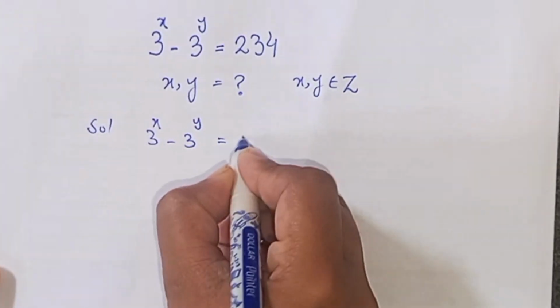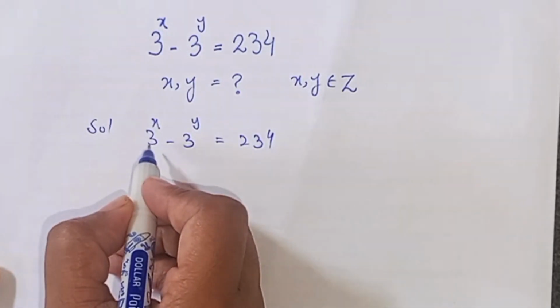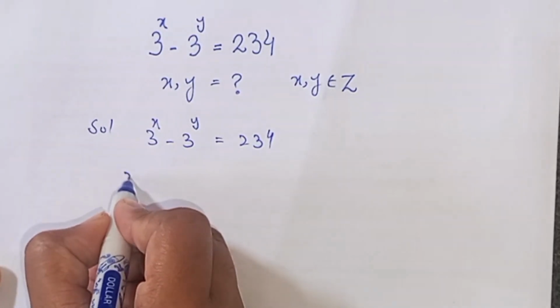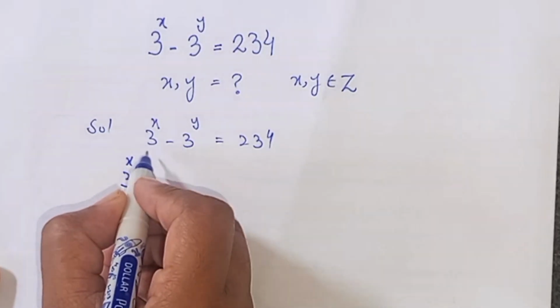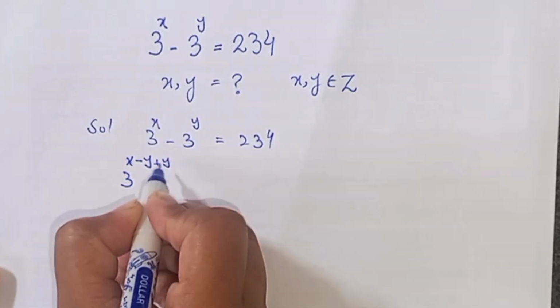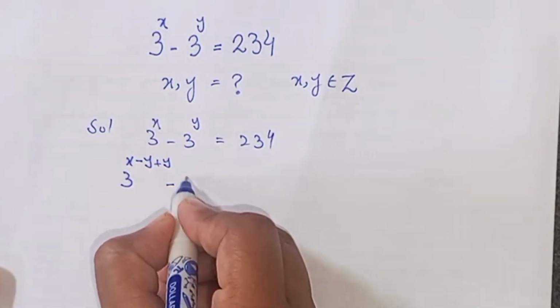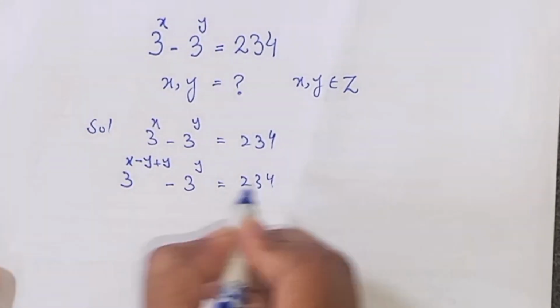Now look at this first term. This is 3 raised to the power x. So we add and subtract y in the power. So subtract and add y. And this is 3 raised to the power y is equal to 234.